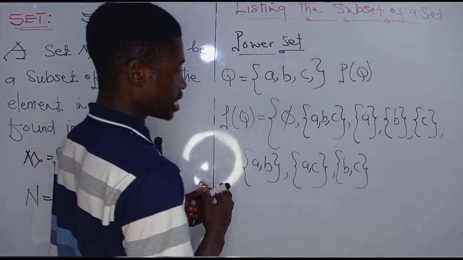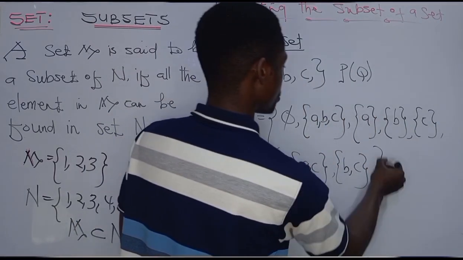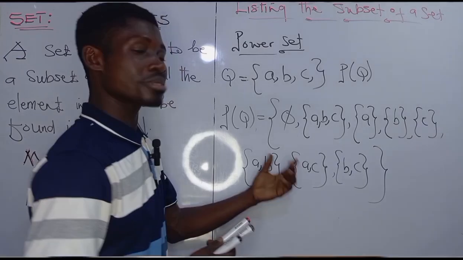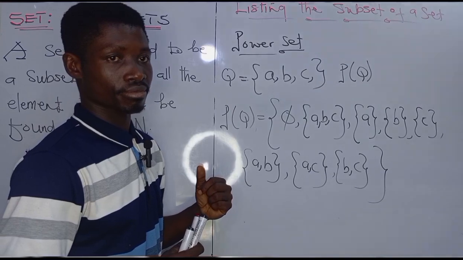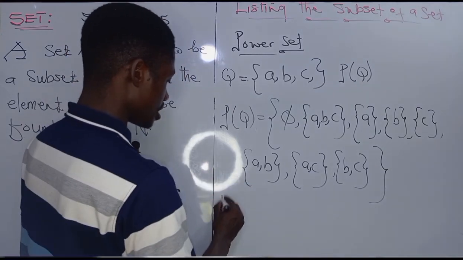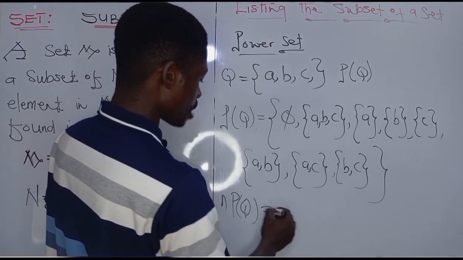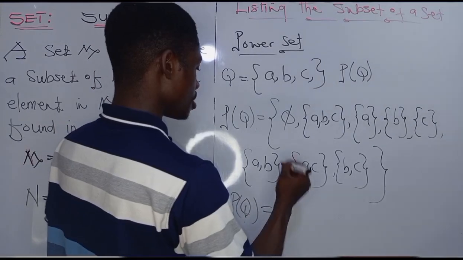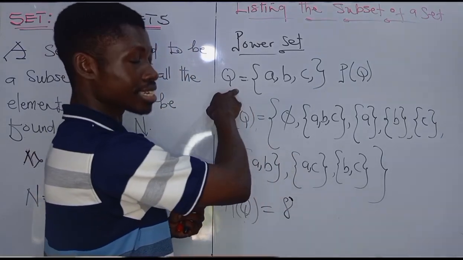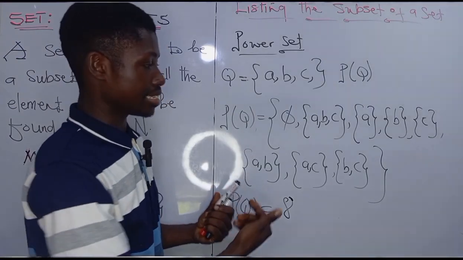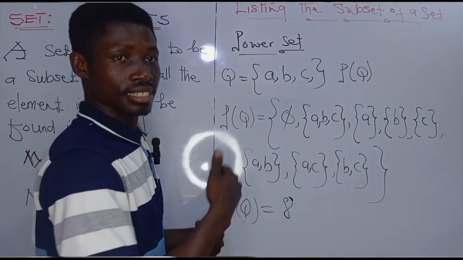So how many subsets did we get? We had 1, 2, 3, 4, 5, 6, 7, 8. Good. So these are all the subsets that can be formed from this particular set Q. So the number of subsets that can be formed from this set Q is 8. And this is how we list the subsets of a given set.